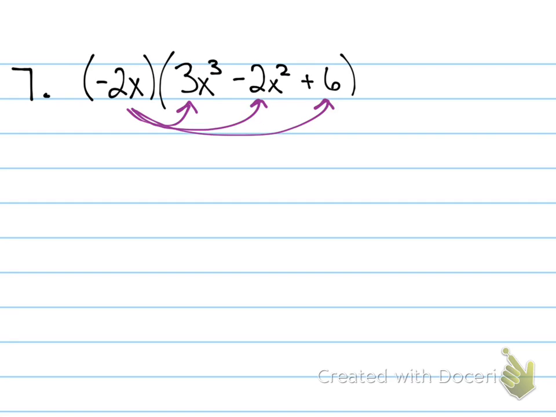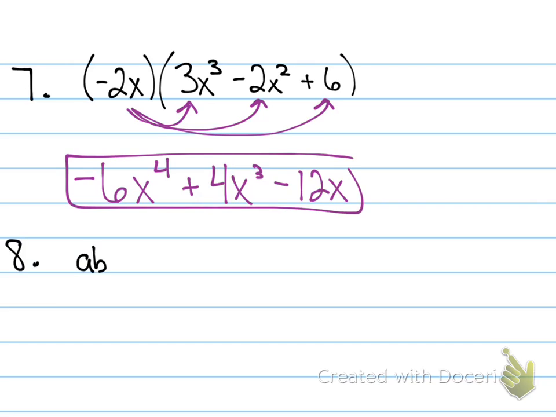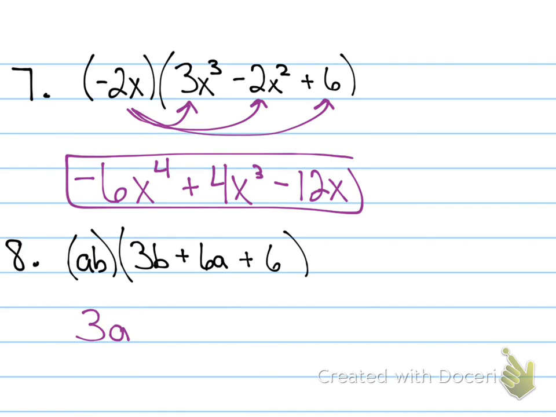So remember, you're taking the monomial and multiplying it by every term inside the polynomial. Okay, negative 6x to the fourth. Then what? Nope. Plus 4x to the third minus 12x. All right, do this one.